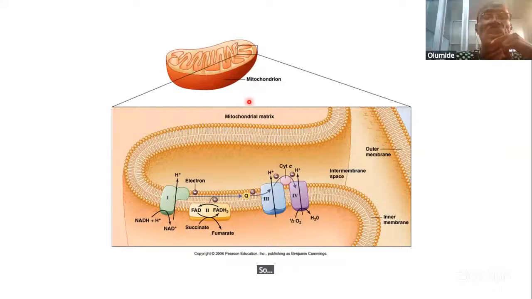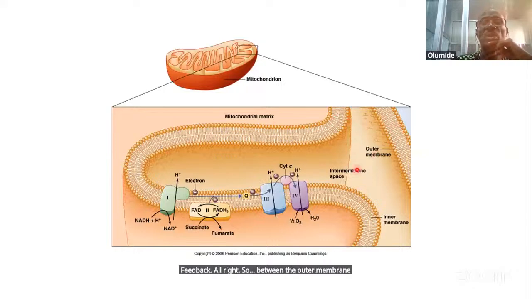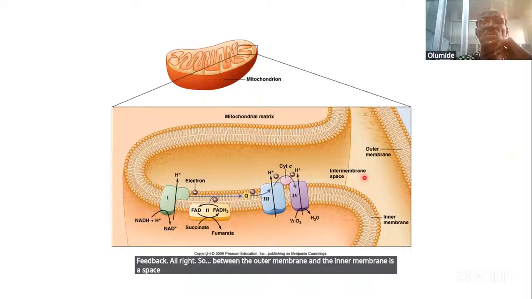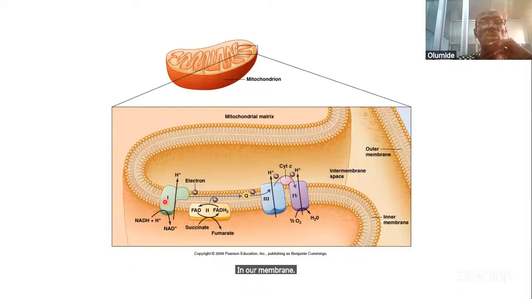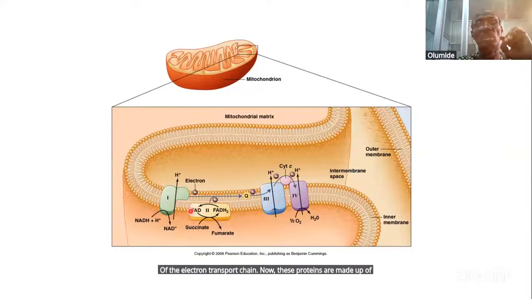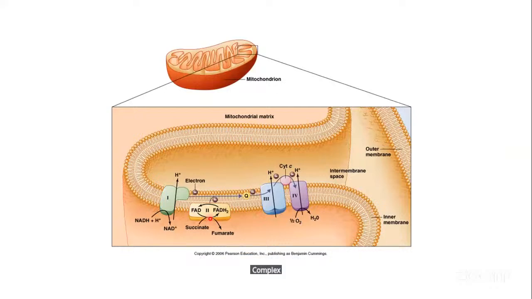All right. So between the outer membrane and the inner membrane is a space. That is the intermembrane space. The inner membrane houses proteins of the electron transport chain. Now, these proteins are made up of 4 complexes: complex 1, complex 2, complex 3, and complex 4.